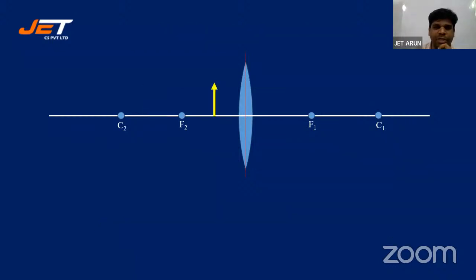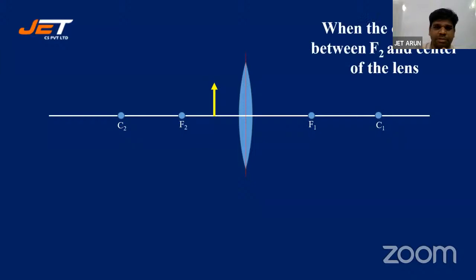Let's look at the next one. Now it's between F2 and the optic center. Now we have moved closer to the lens. When the object is between F2 and the optic center of the lens, I'll choose one ray passing through the optic center. Yeah, Bhavana, visualize the ray diagram. You'll get the right answer. It's not at F2. It's between F2 and the optic center, between the lens and F2.